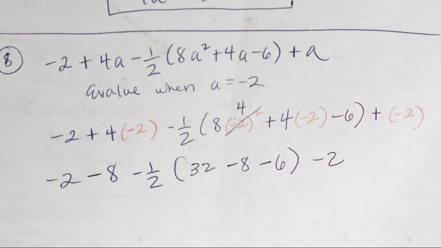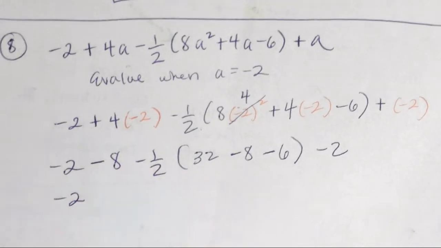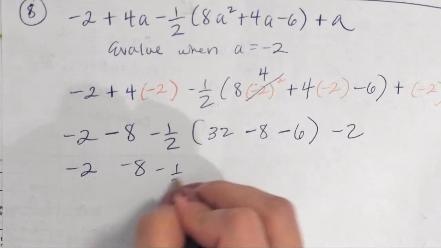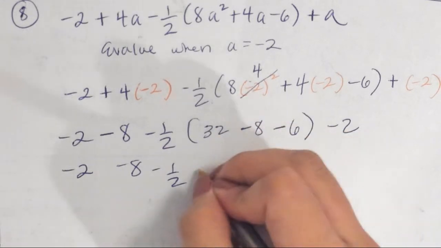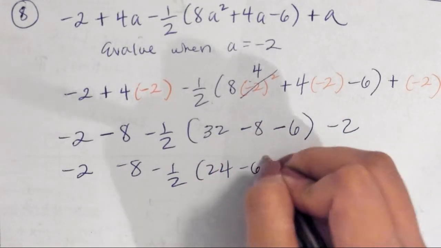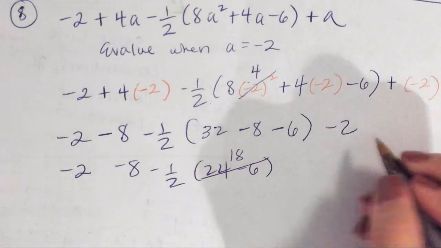Some of you are going to straight up plug this into the calculator, and that's okay, right? But if you don't put your parentheses where they're supposed to be, I always tell my kids, evil math guy will get you, and so you have to be careful, right? The calculator is only as smart as what you put in, so you have to make sure you plug it in right. So let's keep solving this parentheses. So you have negative 2 minus 8 minus 1/2. So go left to right. 32 minus 8 is 24. And then 24 minus 6 gives us 18. So this whole thing is going to be 18.